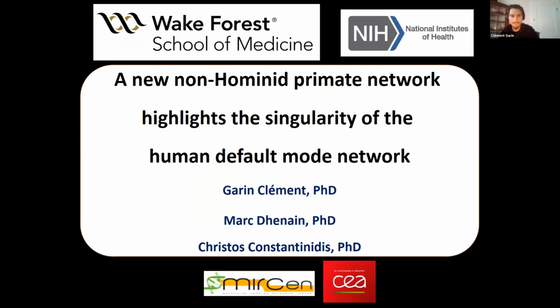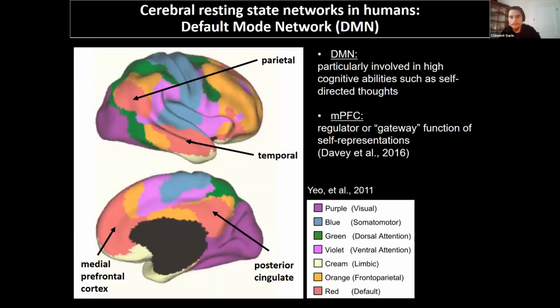Today, as you said, we're going to talk about non-Hominid primate networks, and especially we're going to focus on the default network. We're going to try to compare this default network from the primate to the human one. As you may know, the default network is particularly involved in high cognitive abilities such as self-directed thought.